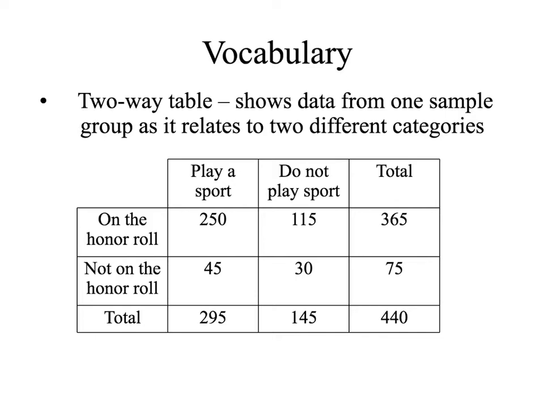We can compare people that play a sport and do not play sport, as well as honor roll and not on the honor roll. So we can say that students who were on the honor roll but did not play sport were roughly 115, versus not on the honor roll and did not play sport where you only had 30. You can start to notice some patterns. Because these rows of totals are on the side, we can also get some percentages as well, depending on which direction we want to calculate the percentages, either by rows or by columns.